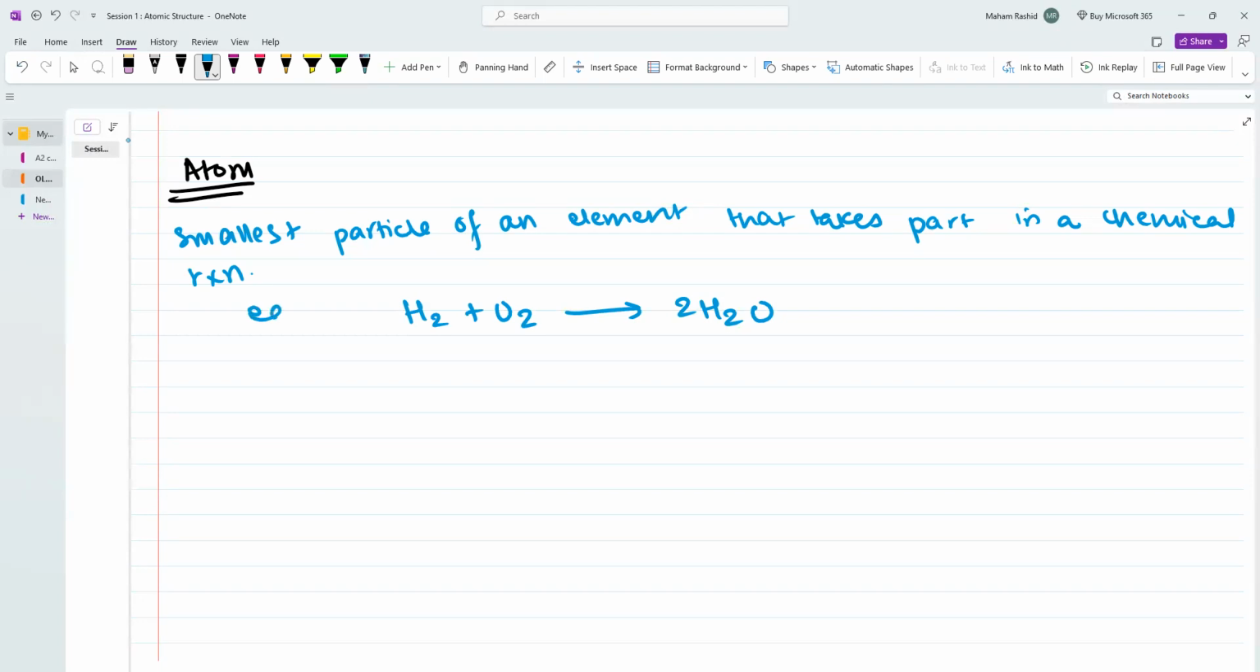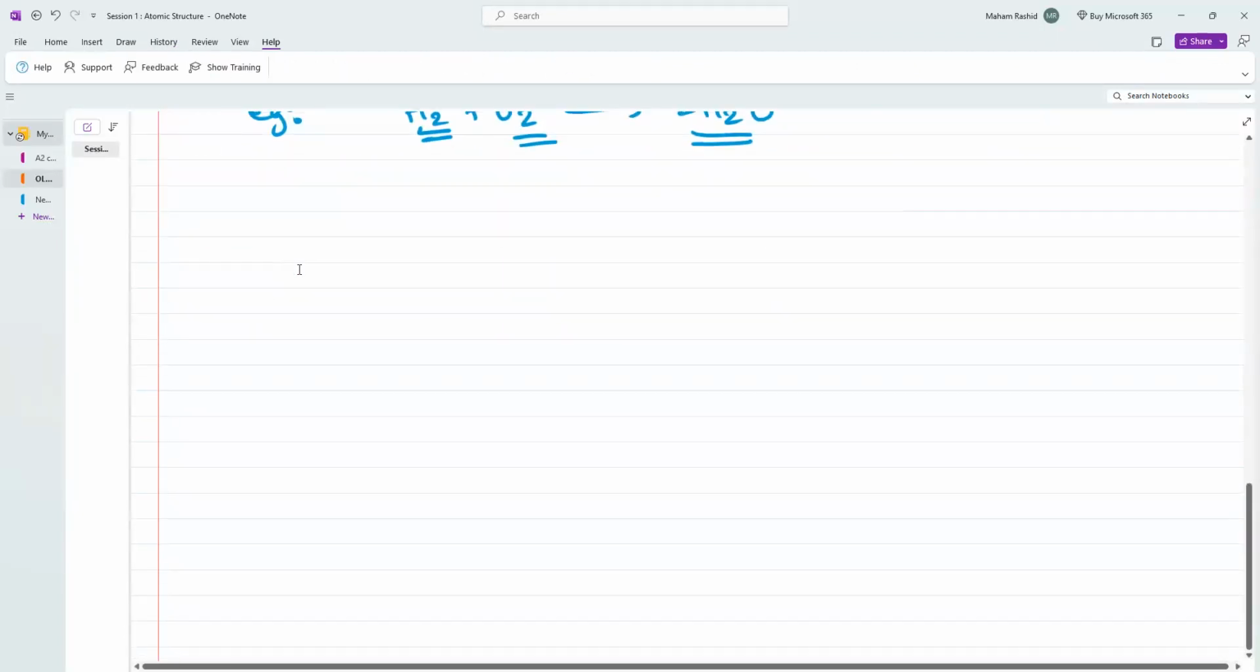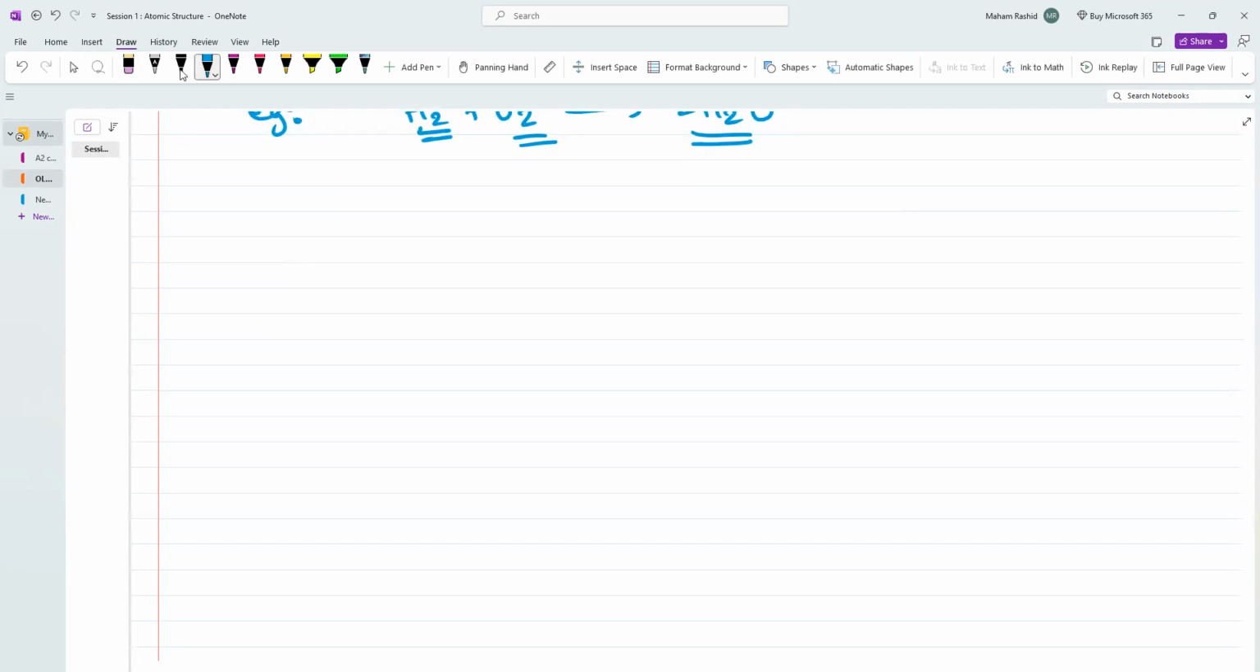So this is an example of elements taking part in a reaction to make a compound. All right. So what does the structure of an atom look like? This is your nucleus.